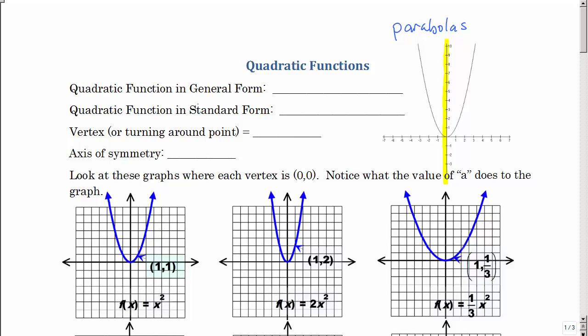The quadratic function in general form is f of x, which is another thing for y, is ax squared plus bx plus c. Very much just like the quadratic equations we've been solving. We set those equal to 0 and solve for x using factoring or the quadratic formula. Quadratic meaning x squared. A more useful form is what's called the standard form.